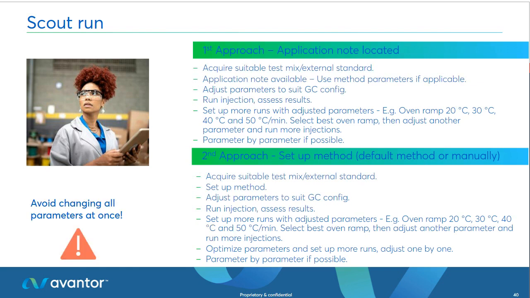The main thing to do is to avoid changing everything at once. If we change everything at once, it's very easy to lose track of which parameter is maybe causing the problems in your peaks and your chromatography, or which parameter you changed has maybe improved the chromatography.